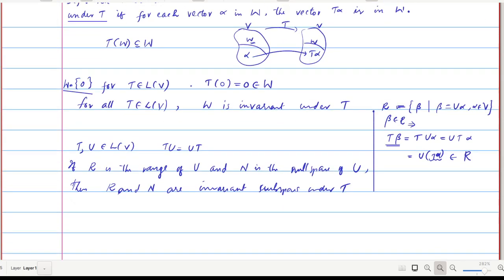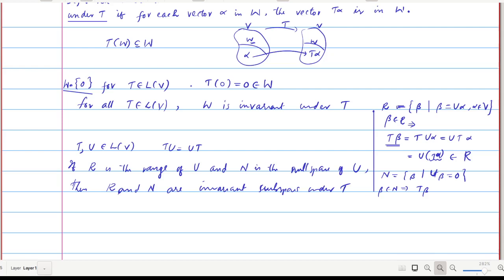Now consider the null space. We define the null space N as the set of all beta such that U beta is equal to 0, since N is the null space of U. Now we will prove that whenever beta belongs to N, then T beta belongs to N. So beta belongs to N, then consider T beta. We need to prove that T beta is also in N.